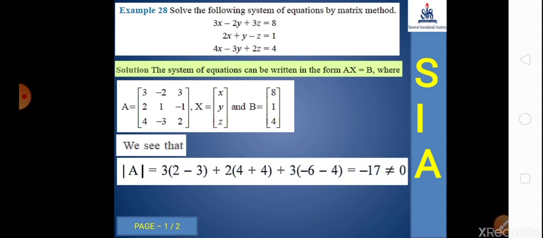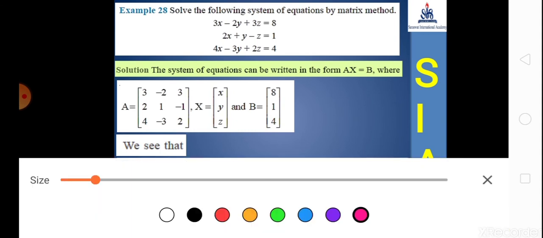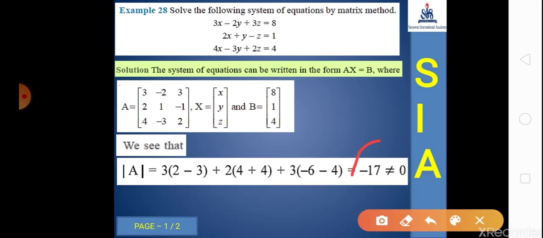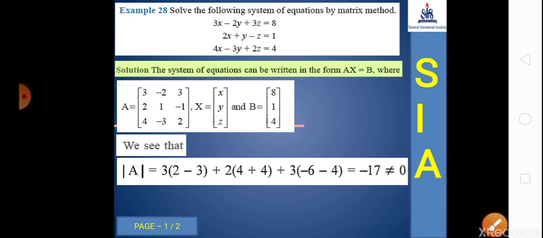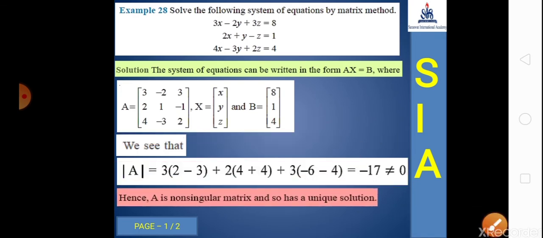So first of all I check whether my determinant A is 0 or not. Students, you must check this. If this answer is 0, then the three lines never intersect at a common point. But if determinant A is not equal to 0, then we can say surely that A is a non-singular matrix and has a unique solution. Unique solution means all three given lines intersect at one common point. That's called your unique solution. Clear? Now I move ahead.